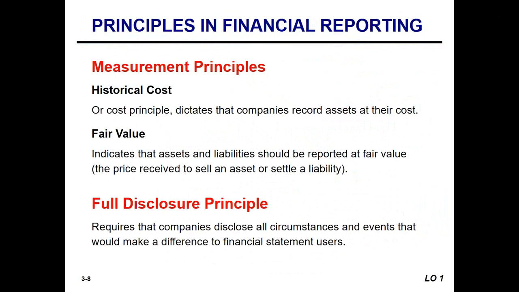How do we measure things? Historical cost, also called the cost principle, says that everything we record is recorded at its cost. Fair value or fair market value indicates that assets should be reported at fair value. Now, I will tell you that we will record everything at cost.